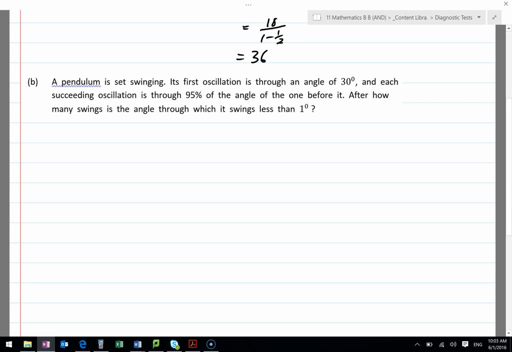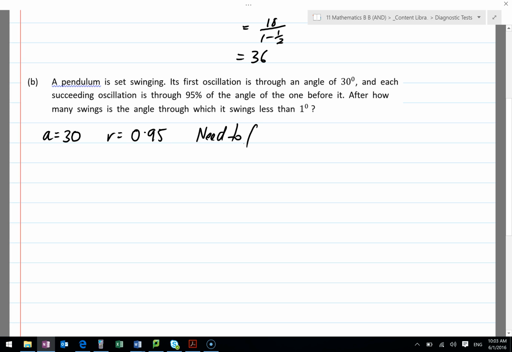Okay, part B, pendulum is set swinging. The first oscillation is an angle of 30 degrees. So my first thing is 30. Each succeeding oscillation is 95% of the one before it. So I'm going to multiply each one by 0.95. What do I need to find? After how many swings will it be less than 1 degree?